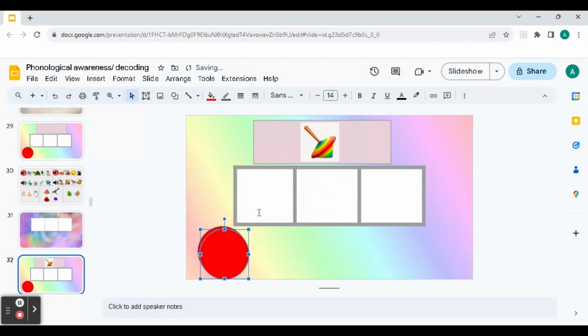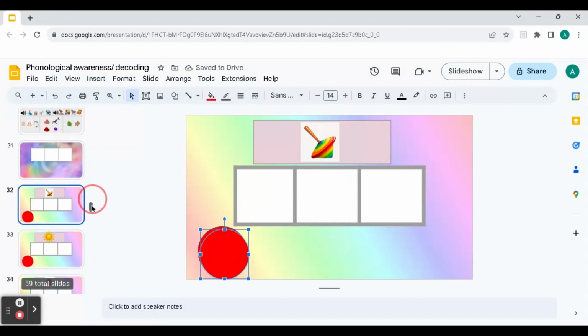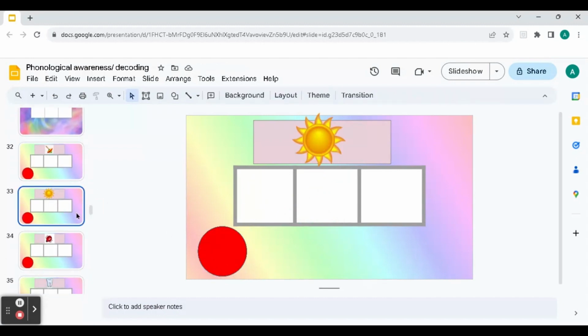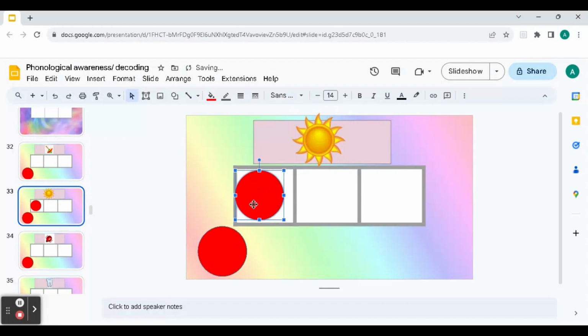So again, this is just a visual for you to see. You want students to be able to do this without print, but for students who may be struggling, a visual might be a good strategy to help them figure out the task that you're wanting them to do. So here's another example. Sun. What's the first sound or the initial sound you hear in the word sun? Sun. So that's that beginning sound.